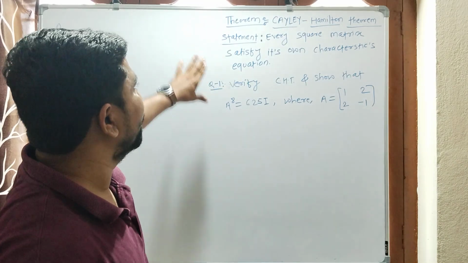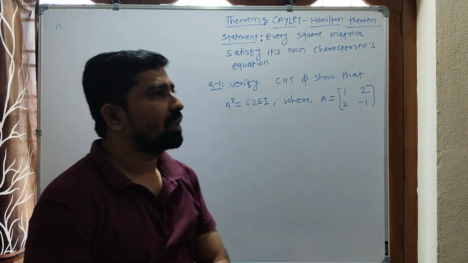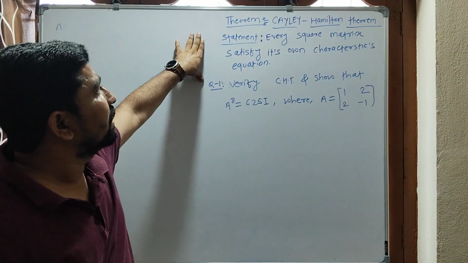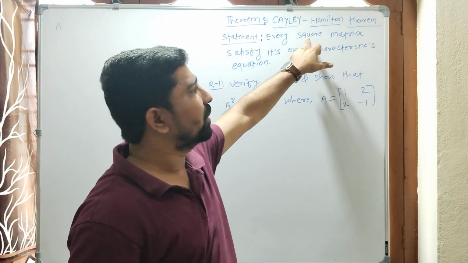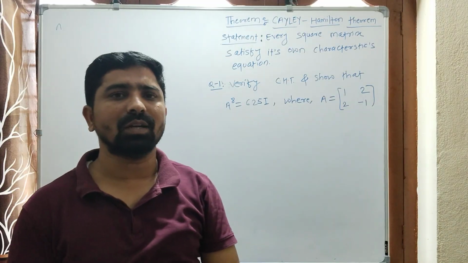Hi friends, in this video we are going to learn about Cayley-Hamilton theorem. The statement of Cayley-Hamilton theorem says that every square matrix, that is, number of rows and number of columns are equal, satisfies its own characteristic equation.